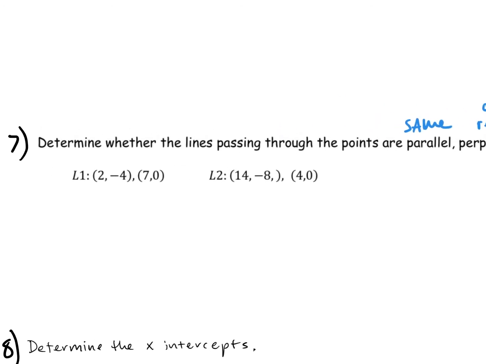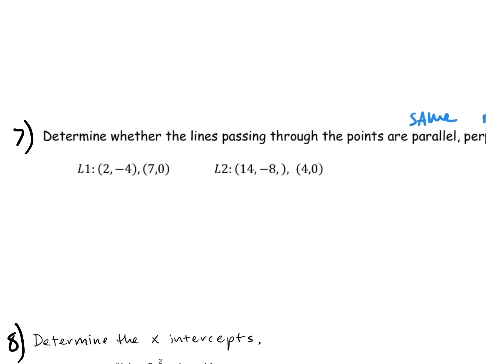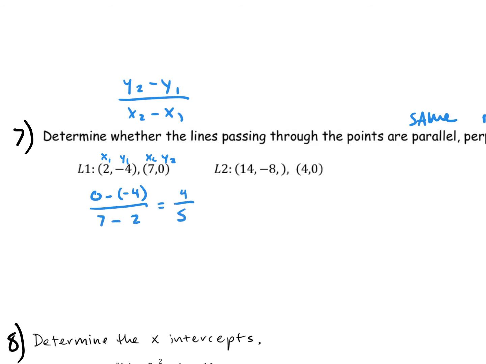So let's find our slopes. What formula do we use for slope? Awesome. y2 minus y1 over x2 minus x1. So I have x1, y1, x2, y2. So 0 minus negative 4 over 7 minus 2. So this would be 4 over 5. So that's the slope of line 1.